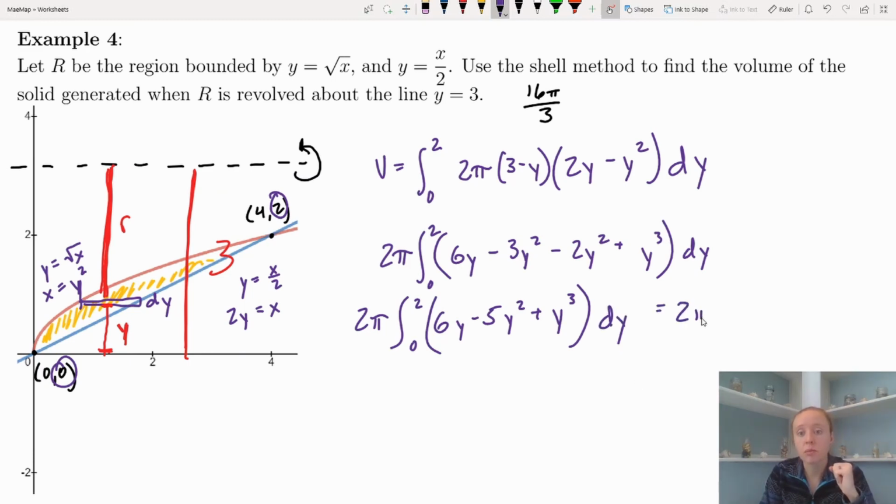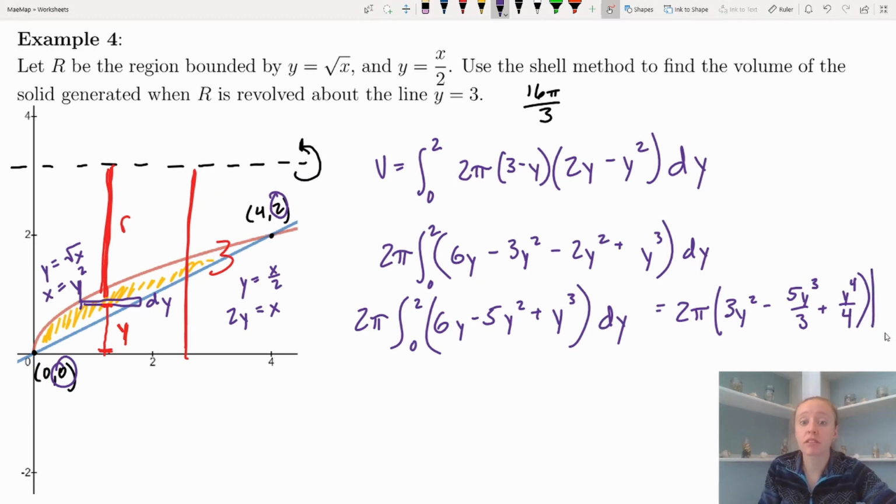That's going to be 2 pi times 6y integrated will be 3y squared, integrating 5y squared will be 5y cubed over 3, and then integrating y cubed will be y to the 4th over 4, and I'm using my bounds for y, which go from 0 to 2. Not those x values of the coordinates, the y values of the coordinates.